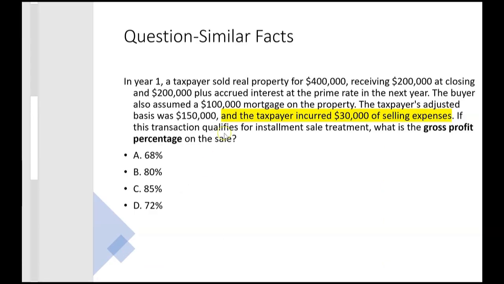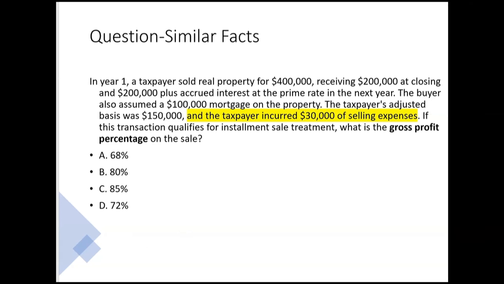it'll probably have selling expenses in it also. So let's do the same question again, but this time the taxpayer is going to incur $30,000 of selling expenses, and once again they're going to want to know what the gross profit percentage is, which means we're going to have to calculate the gross profit first and then divide by the right amount.